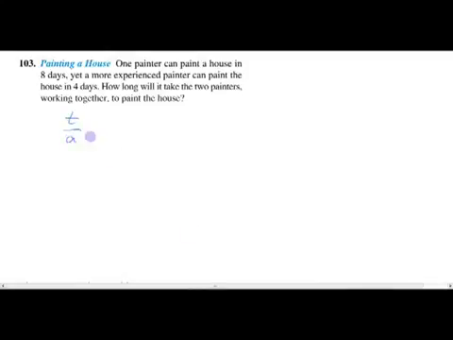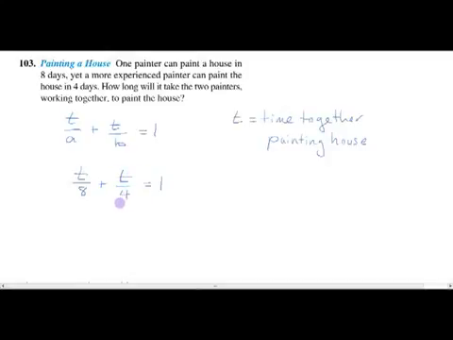We start with our formula, T over A plus T over B, and it equals 1. The thing we're solving for is how much time it takes together to paint the house, so T will be our variable. T is the time that it takes together to paint the house. Now we just need to substitute the appropriate values in for A and B. That gives us T over 8 plus T over 4 equals 1. Now looking at this, I see the LCD is 8. So I'll multiply each term by 8. 8 cancels 8, and I get T, plus 4 cancels 8 twice, I have 2T, equals 8. Solving, I get 3T equals 8, and T is 8/3.